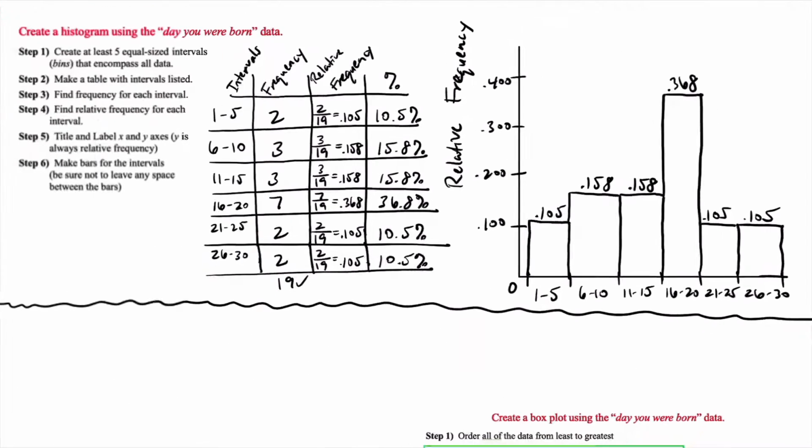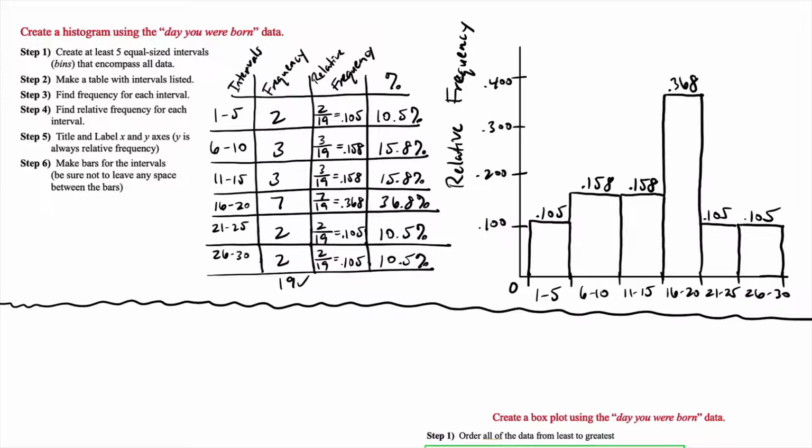Then the last thing we did was make a histogram. We made a table for the histogram. We did the 6 steps, made the table, made the bars, and then we finished there. So today we're going to do the last part. We're going to make a box plot.